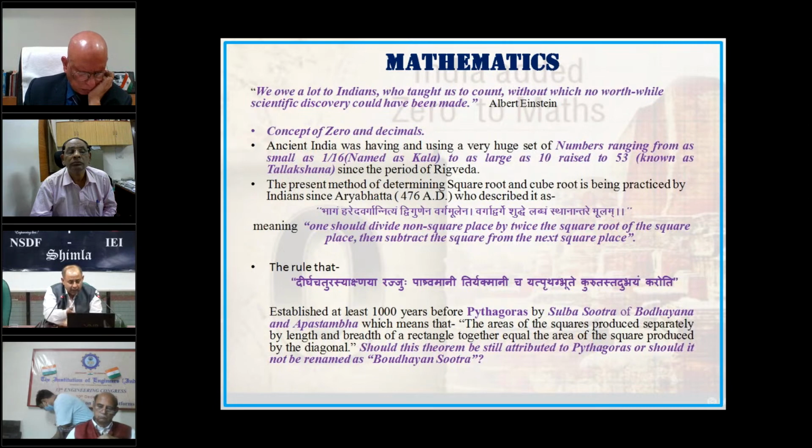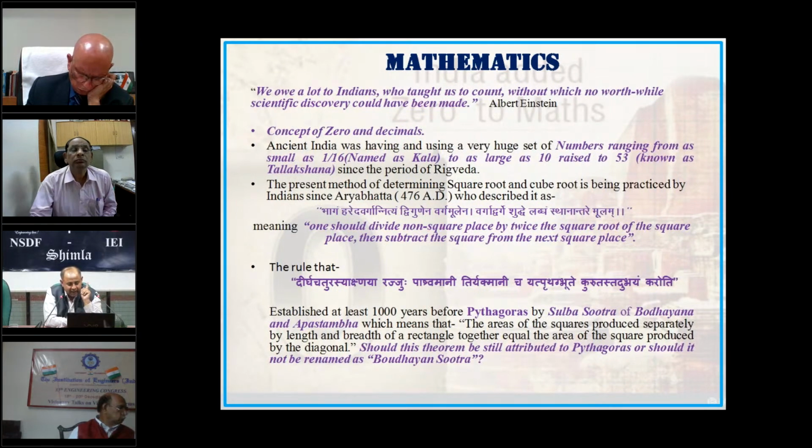So all these things are known, and I'm telling you about the Pythagoras Sutra. You see, Bodhayan, about 1,000 years back, what did he write? The area of the squares produced separately by the length and breadth of a rectangle together equals the area of the square produced by the diagonal. Please, this is what he mentioned.